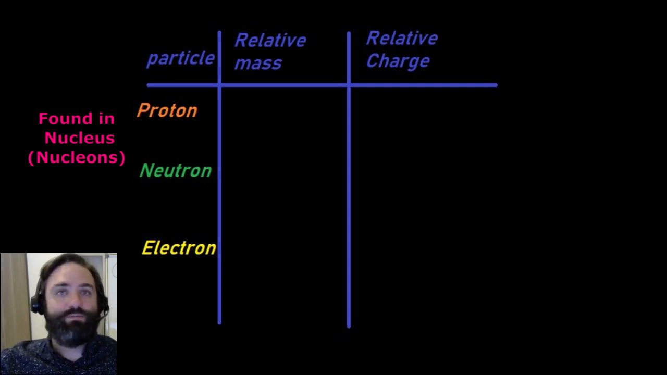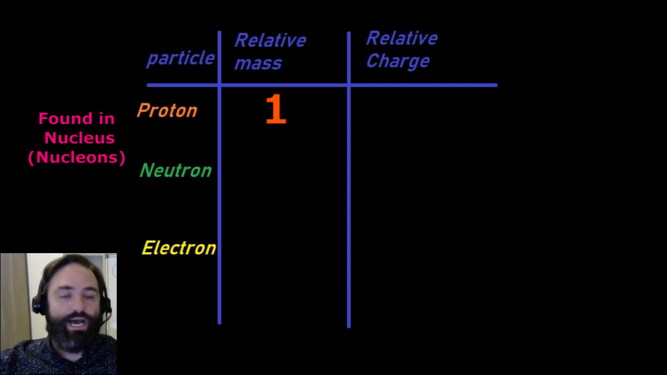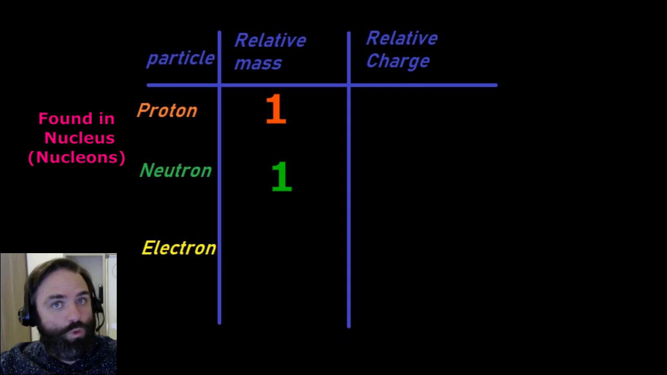The 3 subatomic particles are differentiated by their mass and their charge. Their relative mass is how heavy they are in relation to a proton. We can't use grams or kilograms to measure them. So a proton has a relative mass of 1. Say it's got a mass of 1. The neutron has exactly the same mass as a proton. So we say it also has a mass of 1.